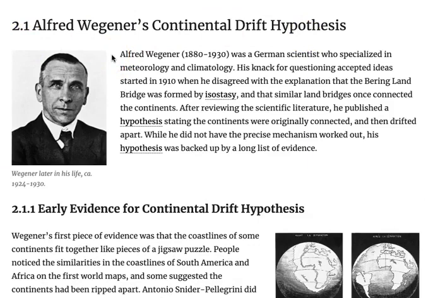Alfred Wegener, 1880 to 1930, was a German scientist who specialized in meteorology and climatology. His knack for questioning accepted ideas started in 1910, when he disagreed with the explanation that the Bering Land Bridge was formed by isostasy, and that similar land bridges once connected the continents. After reviewing the scientific literature, he published a hypothesis stating the continents were originally connected and then drifted apart. While he did not have the precise mechanism worked out, his hypothesis was backed up by a long list of evidence.